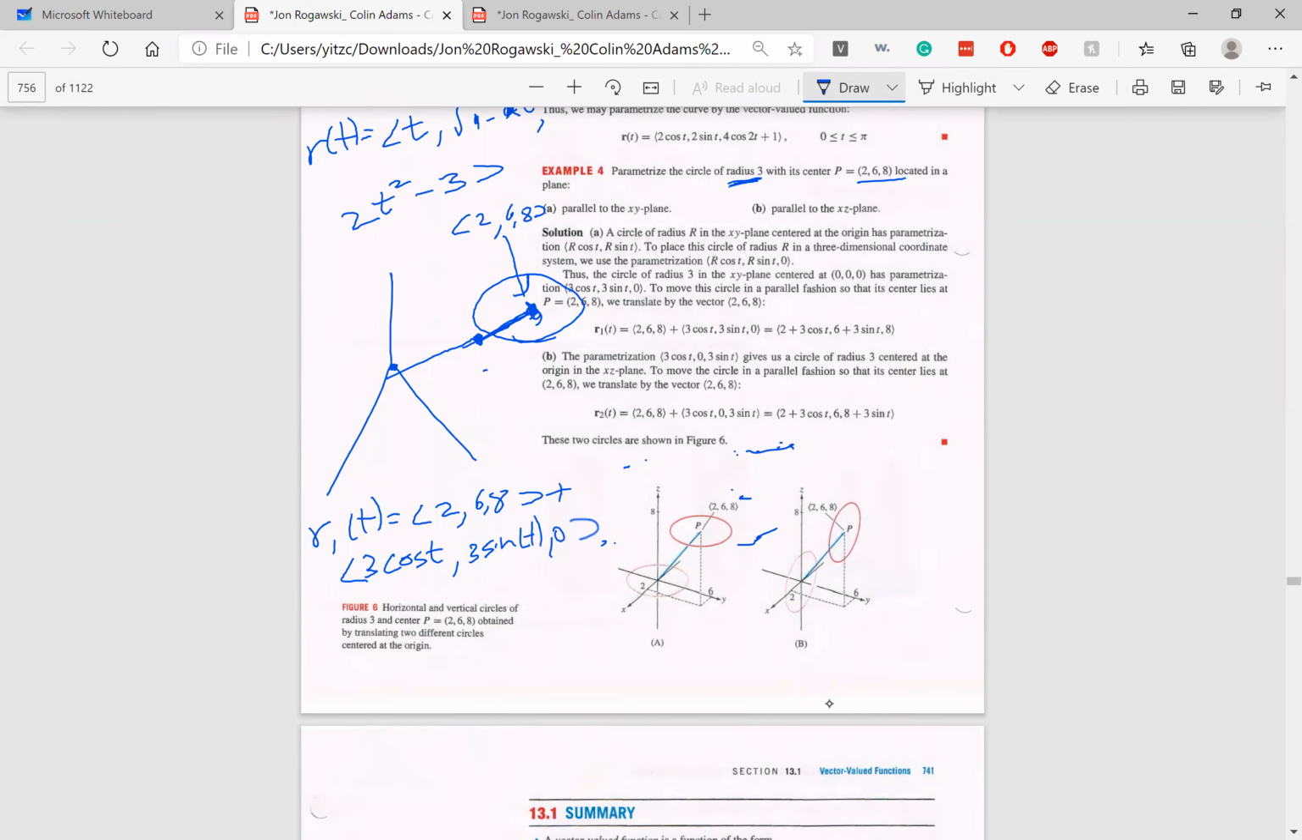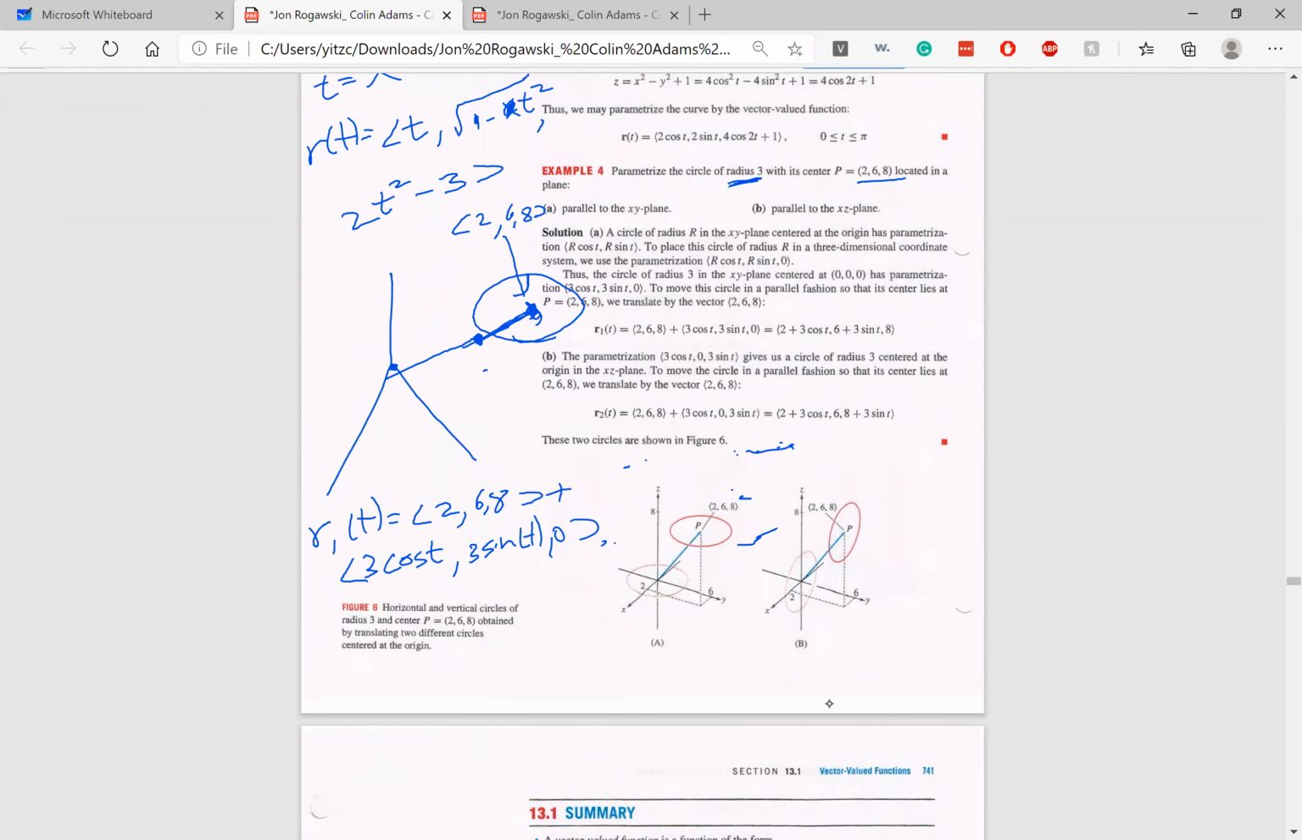And 0, because you want this to be a circle that is parallel to the xy plane. So you don't want anything happening in the z component. You start at the center and then you go around it and you make a circle. That's that circle over there.